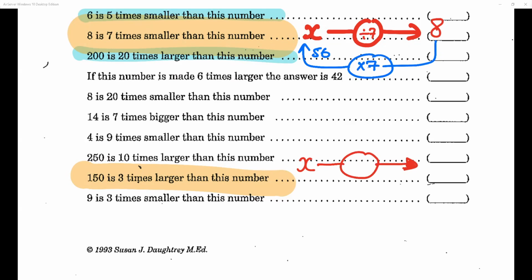Next one. 150 is 3 times larger than this number. So I think it'd be x times by 3, and the rest of it equals 150. Instead, you do divide by 3, which gives you 50.